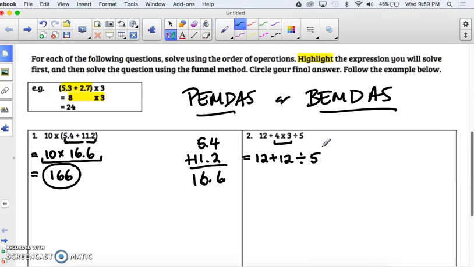Now, again, you might think that you would want to solve the 12 plus 12 first because that appears first. However, you're still applying the order of operations. So what you need to do next, according to the order of operations, is the division.